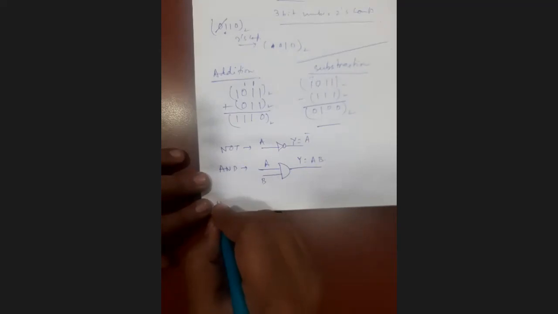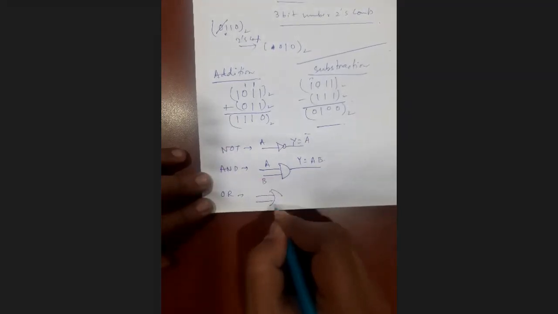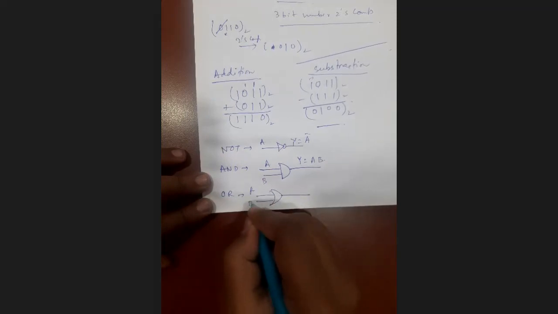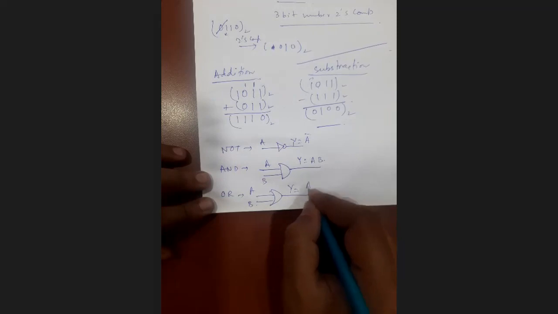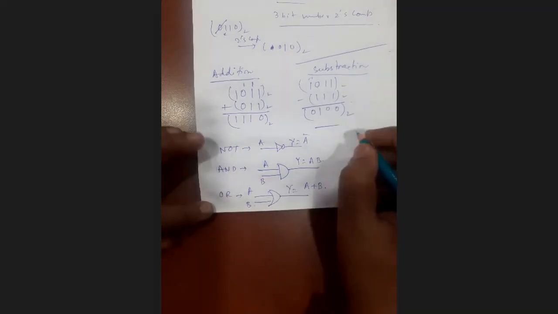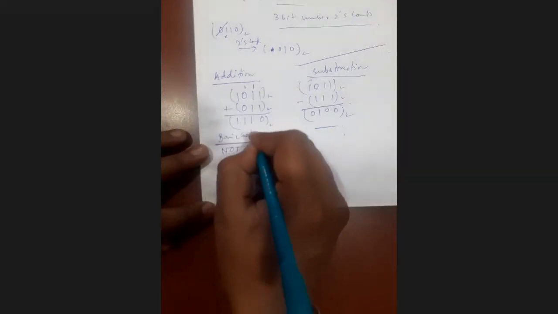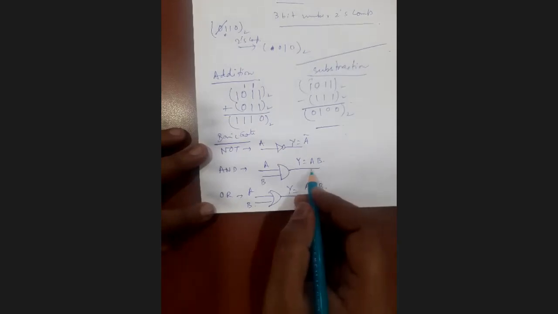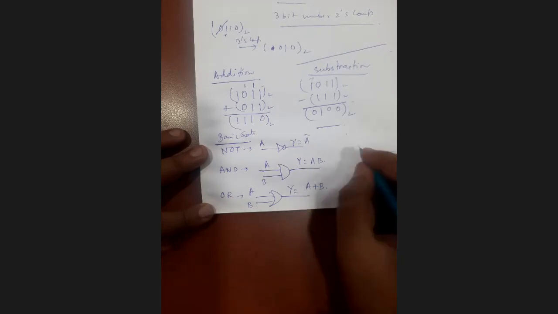Now the OR gate. What is the operation of the OR? If A and B are the input, what is the output? A plus B, A or B, not plus. This is a logical operation, not an arithmetic operation. This is called the basic gate. It is not a multiplication, it is an ANDing operation. Next is the XOR.